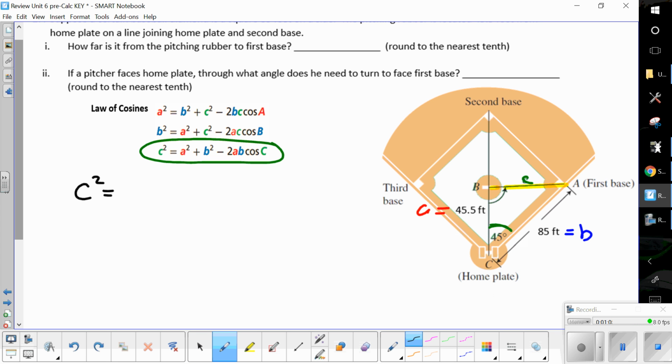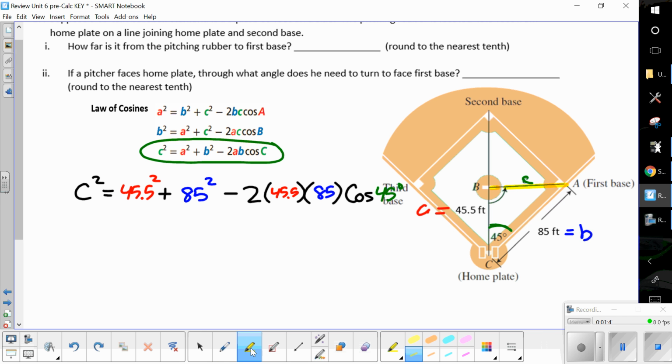So c squared equals, and then I slowly but surely plug the appropriate number in the appropriate spot. I know the constants that never change: it's always minus, it's always big cosine. And then out here this is going to be 45 degrees. And a goes in the a spot, so 45.5 squared. B goes in the b spot, 85 squared. And then it's minus 2 times ab, so 45.5 goes here, 85 goes here. And last but not least, I'm going to get rid of this squared. The opposite of squaring something is square rooting. So I just have to make sure I do one huge square root.